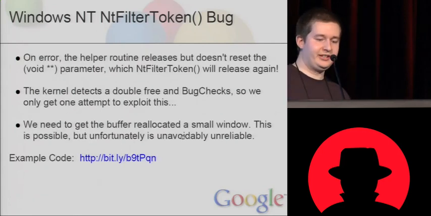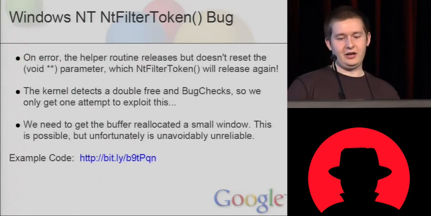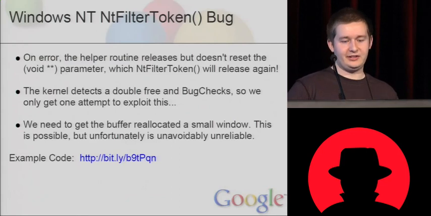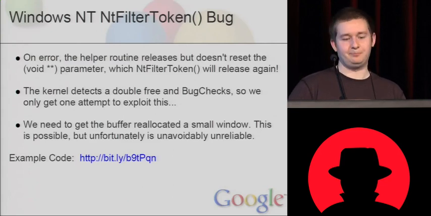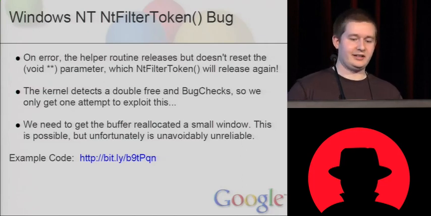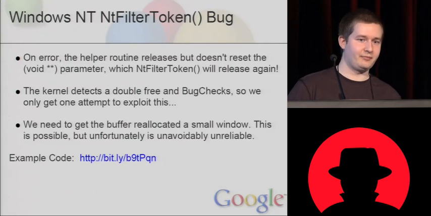On error, this helper routine that was supposed to capture the user data would release the buffer that it was going to save the data into, and then return to NtFilterToken. But NtFilterToken didn't handle this correctly, and it would try to free the buffer again. Because there's only a short period between these two events, the kernel detects a double free and bug checks. So you only get one attempt to exploit this, and you need to get that buffer reallocated somewhere else within this very short period. We know this is exploitable on MP systems because using a debugger we can let ourselves win the race condition every time.